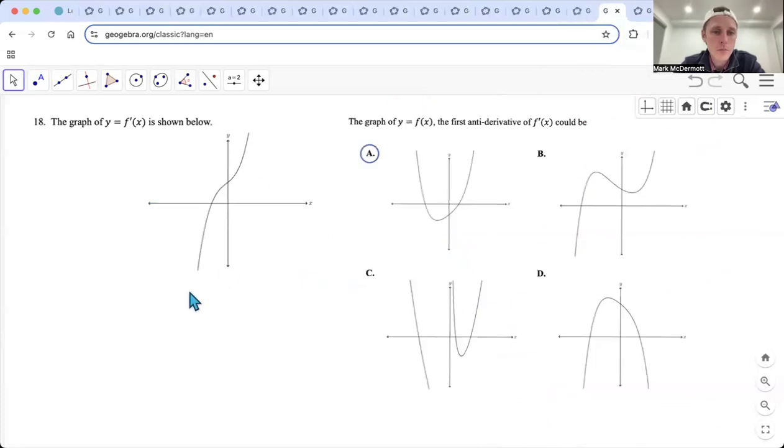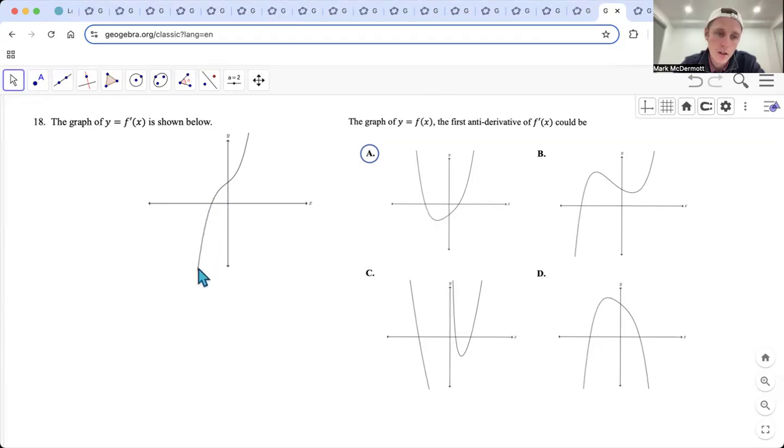Three to go. The graph of f dash of x is shown below. The graph of y equals f of x, the first antiderivative of f dash of x, could be... the answer here is A. Basically, you need to look at these options and think, this is the derivative of one of these. Which one is it? Well, it can't be C because there's this undefined part in C, or at least part of the graph we can't see. It can't be B because B has 2 turning points, and that would mean on the derivative you would have 2 x-intercepts. Okay, it has to be A, and it can't be D because A starts with a negative gradient.